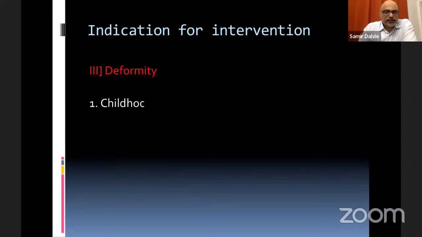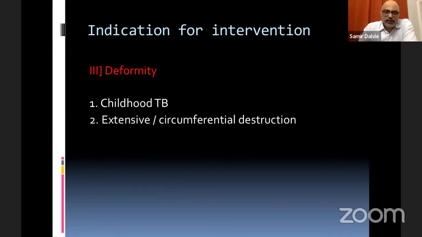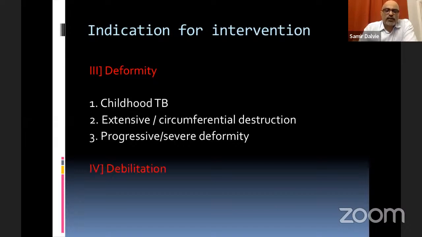The next is deformity. Childhood TB is a separate chapter and I'm not covering it today because it is too vast a chapter. Extensive or circumferential destruction, where you know that this patient is going to go into a kyphosis, or if there is severe deformity at the onset or progressive deformity. These are the patients we need to operate on and make sure that they don't have a deformed spine. And lastly, debilitation. What do you mean by this? There are some elderly patients who are bedridden for a very long time, not able to get up because of pain. These patients may benefit from debridement and stabilization for an earlier cure of the disease.